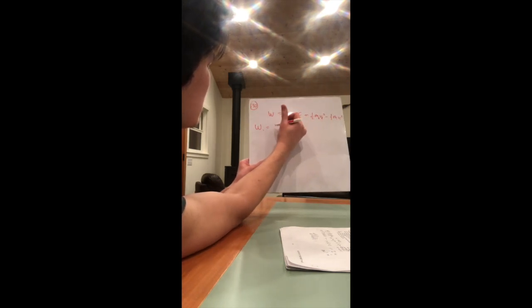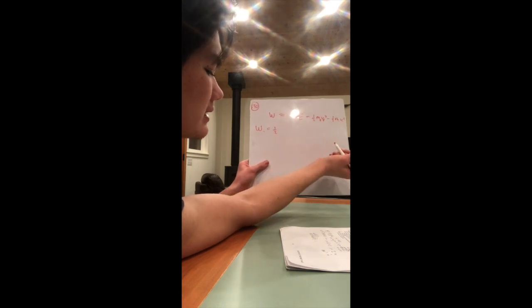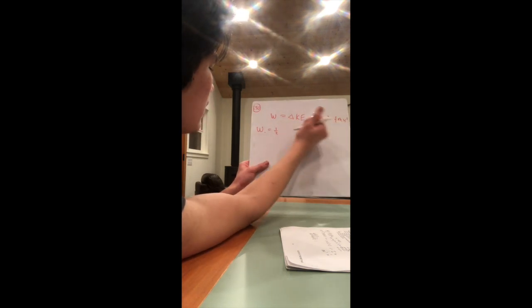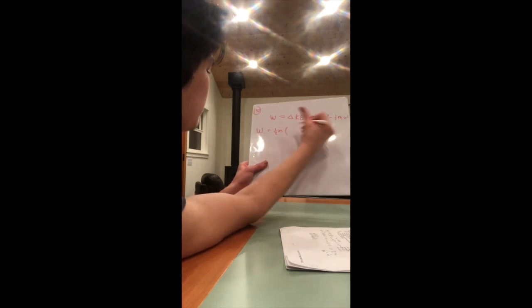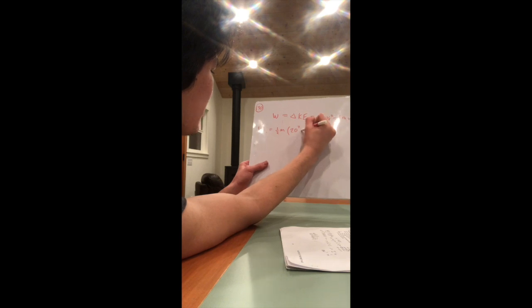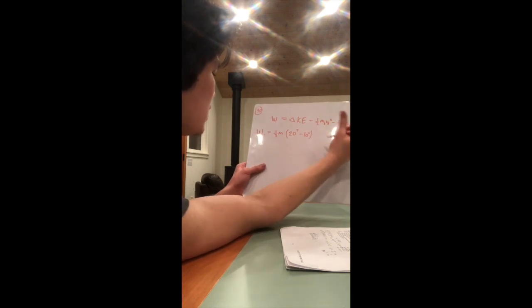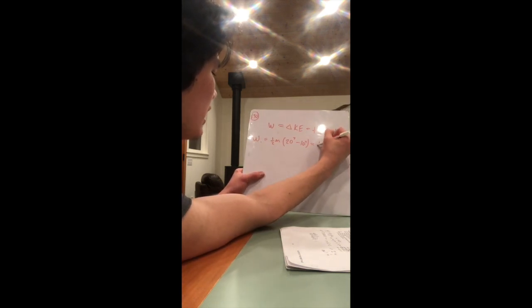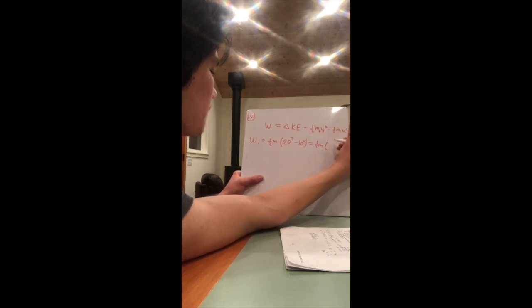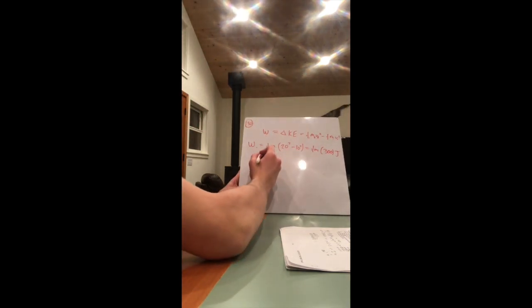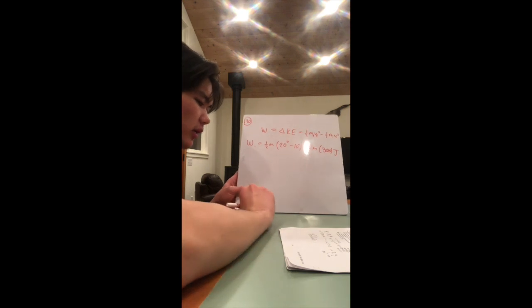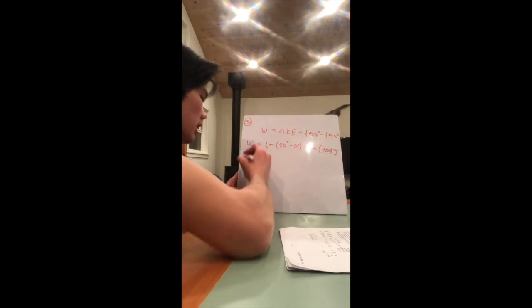So the work done is going to be equal to 1/2 m, and the mass is a constant, it doesn't change. So 1/2 m times 20 squared minus 10 squared, which is 1/2 m times 300 joules. That's work 1. So the second scenario, it's going from 20 meters per second to 30.